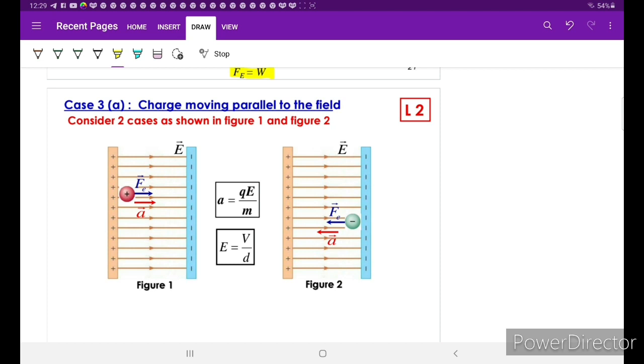If this happens, the force due to the electrostatic force, which is F electric, will equal ma. So we substitute the electrostatic force with qE equal to ma. Then we have a equal to qE over m.